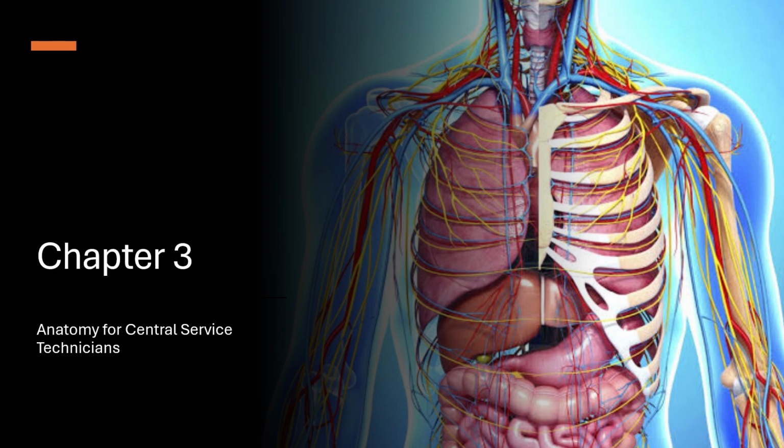Welcome to Sterile Pro Learning, Chapter 3: Anatomy for Central Service Technicians. In this chapter, we will learn about the structure and function of the human body, starting from cells, tissues, and organs to the major body systems. Understanding anatomy helps central service technicians identify instruments, understand surgical procedures, and communicate effectively with the surgical team.